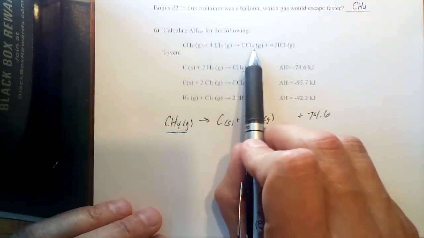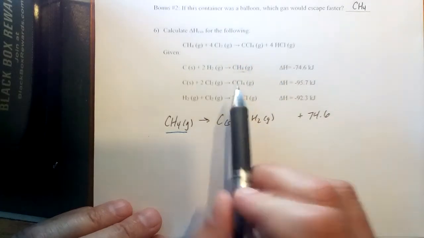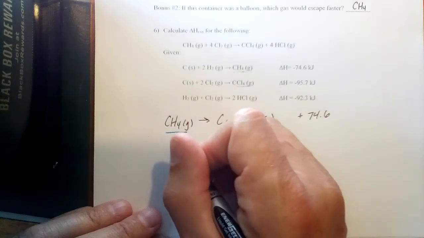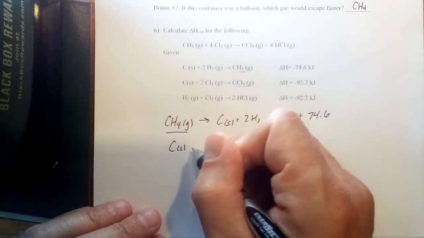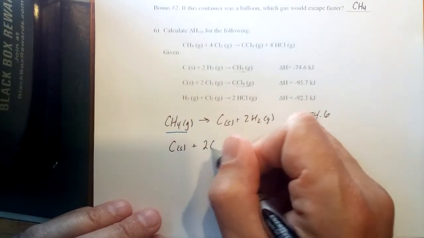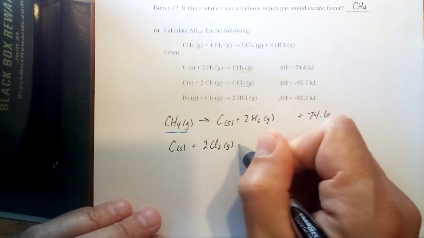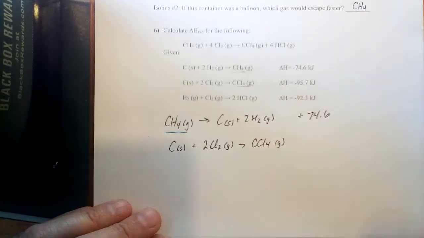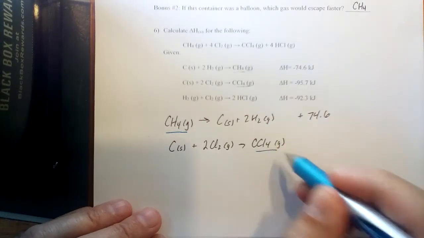So let's go to carbon tetrachloride here, the one product. Here it is in the table. It's on the right side. It's the right quantity, so I'm going to use that equation just as it is. Carbon solid plus 2 moles of chlorine gas give me carbon tetrachloride gas. And carbon tetrachloride is the one I want in my product.